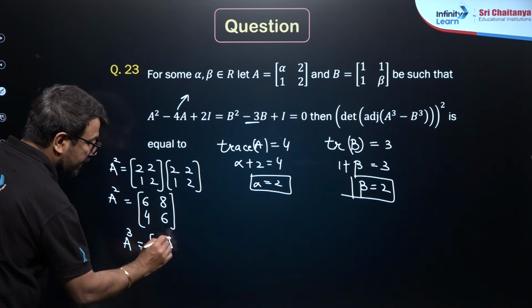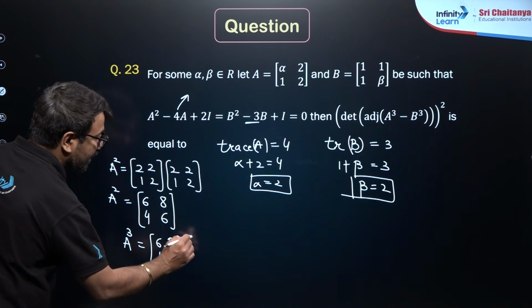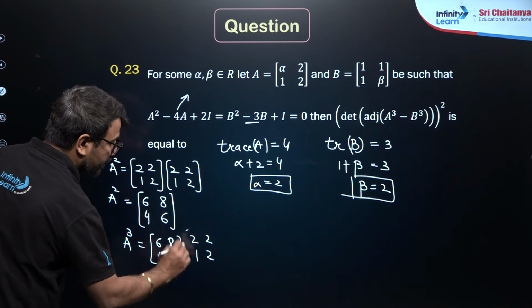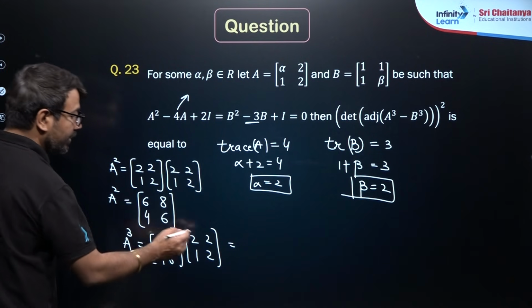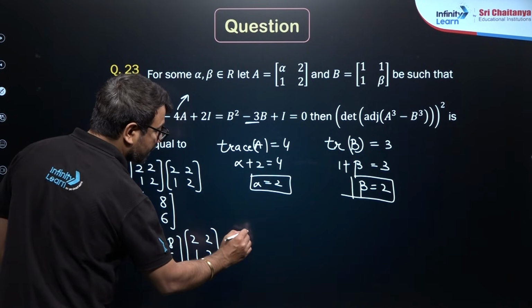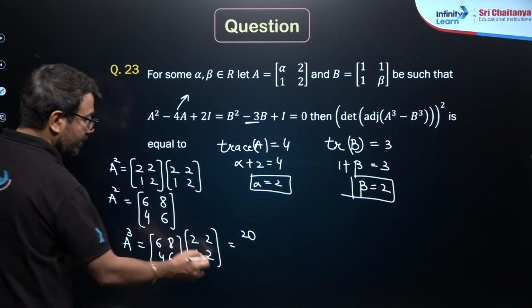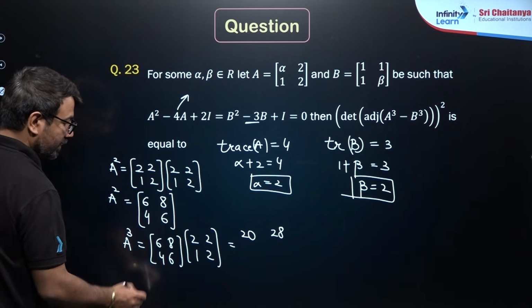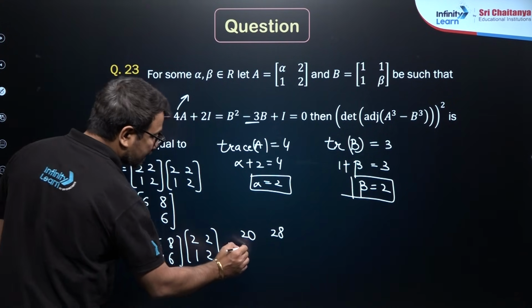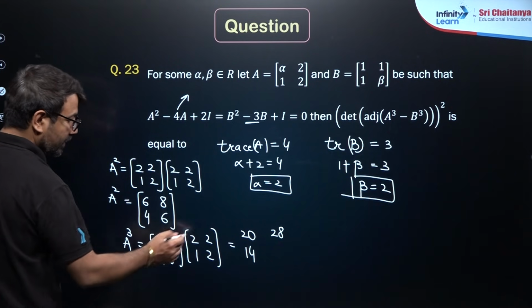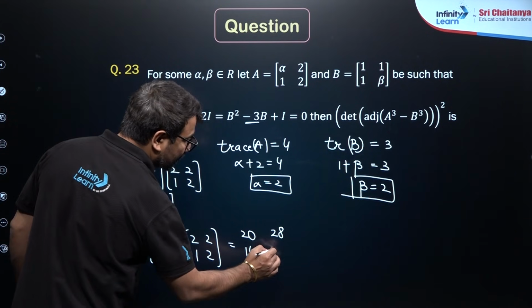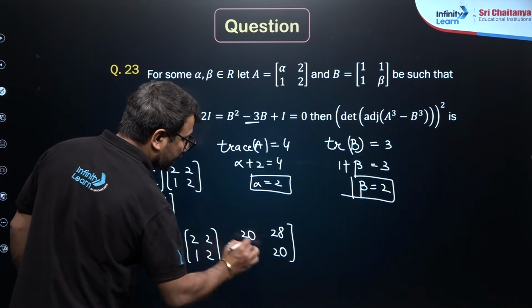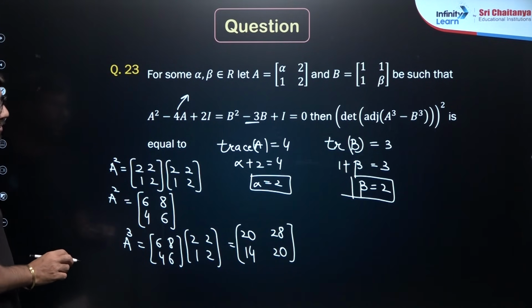So 6, 8, 4, 6 multiply by 2, 2, 1, 2. So this will be 12 plus 8, that will become 20. 12 plus 16, so that will become 28. 8 plus 6, so that will become 14. 8 plus 12, so that will become 20. This is how you will be able to find A cube.